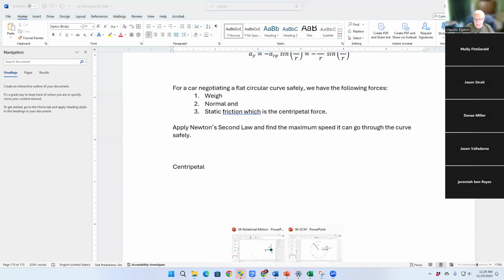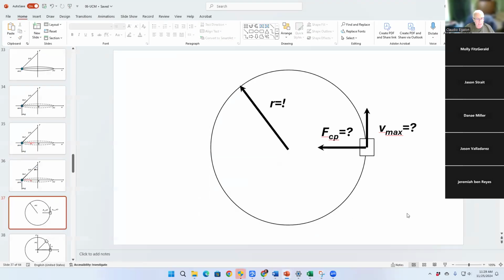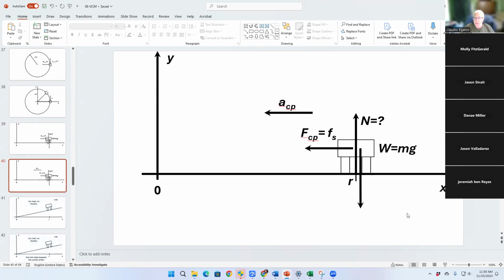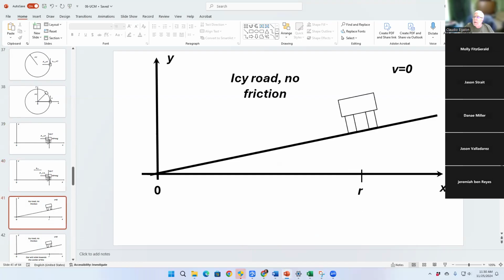That's one of the examples that we did. Here you go. Here are the forces: normal, weight and the centripetal force. We didn't know right off the bat what the centripetal force was, and later on, analyzing carefully, we figured out the centripetal force must be the static force of friction. Because if there was no static force of friction, the car would just move in a straight line instead of undergoing uniform circular motion.